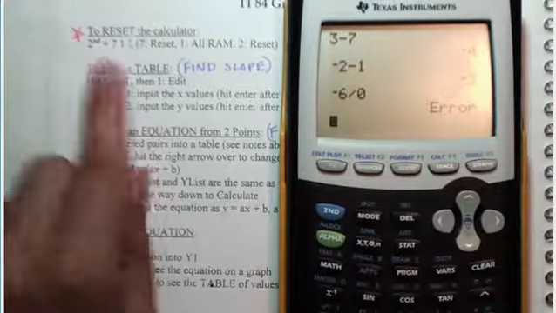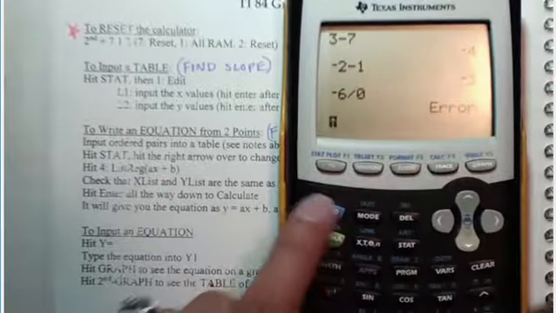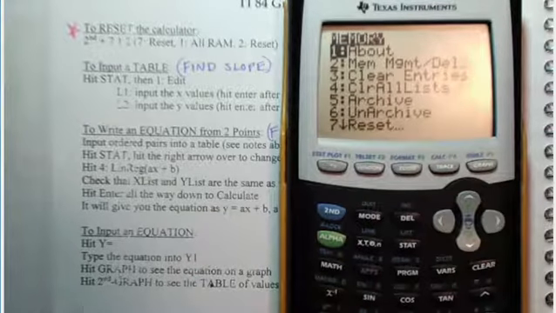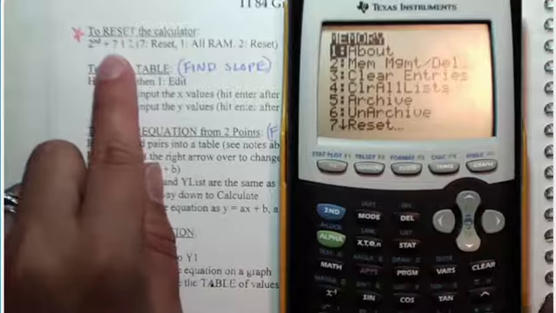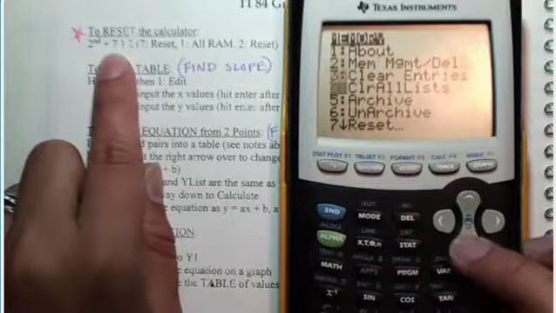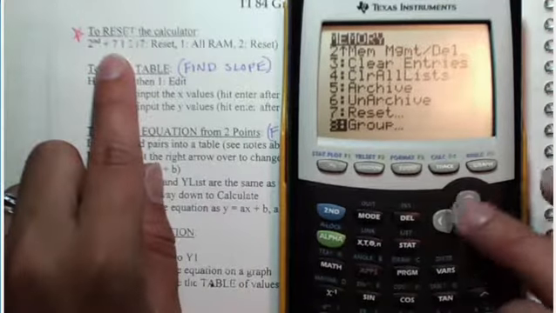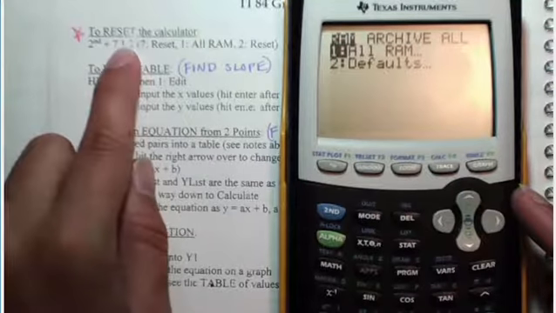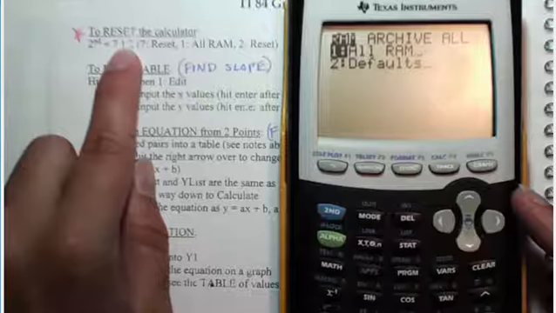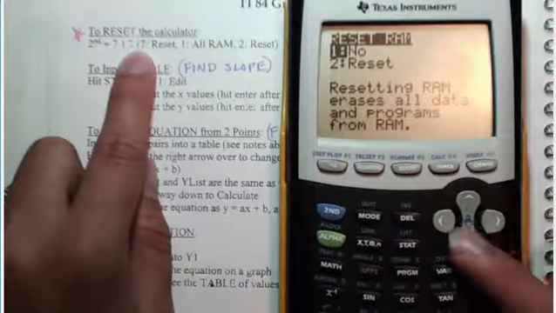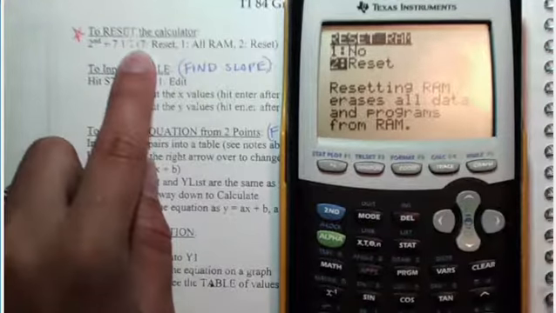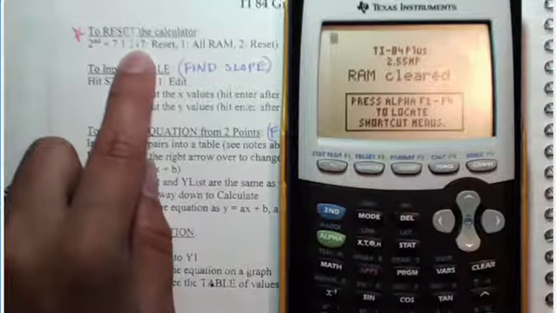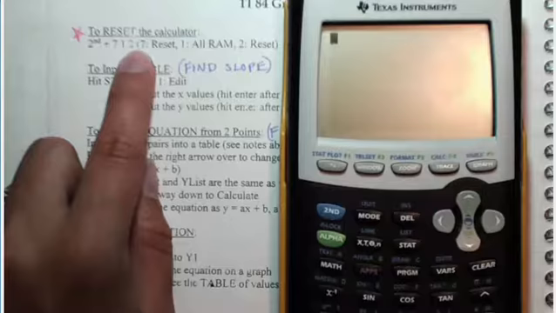Push the second button, which is the purple button. Plus sign. You're going to go down to 7, which is the reset. You can use the arrow, or you can just push 7. Then it says 1, which is all RAM. We're clearing everything. And we want to reset everything, which is 2. It should look like this, where everything is cleared and we're ready to go. So that's the clear everything.